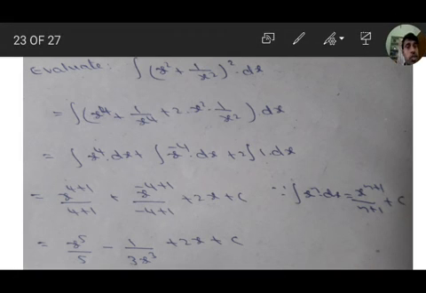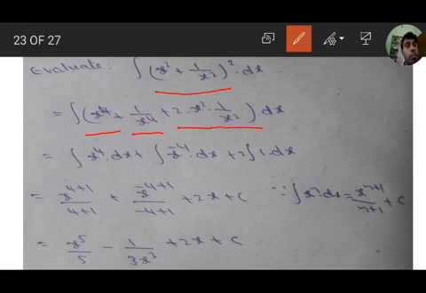Evaluate the integral of (x square plus 1 by x square) whole square dx. Directly we don't have the formula, so we have to simplify (a plus b) whole square. First expand (a plus b) whole square. That is a square, x square whole square means x to the power of 4, plus b square, 1 by x square whole square means 1 by x to the power of 4, plus 2ab, 2 into x square into 1 by x square. X square cancels, only 2.